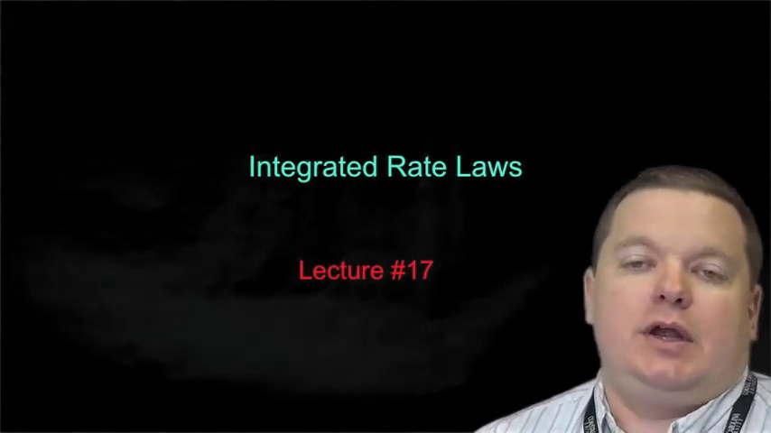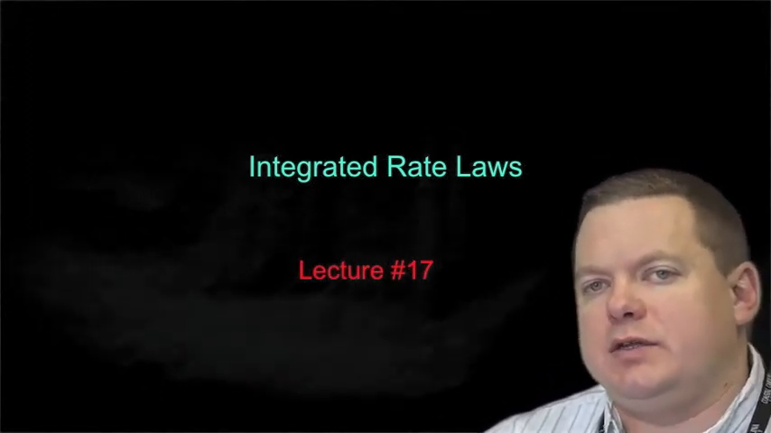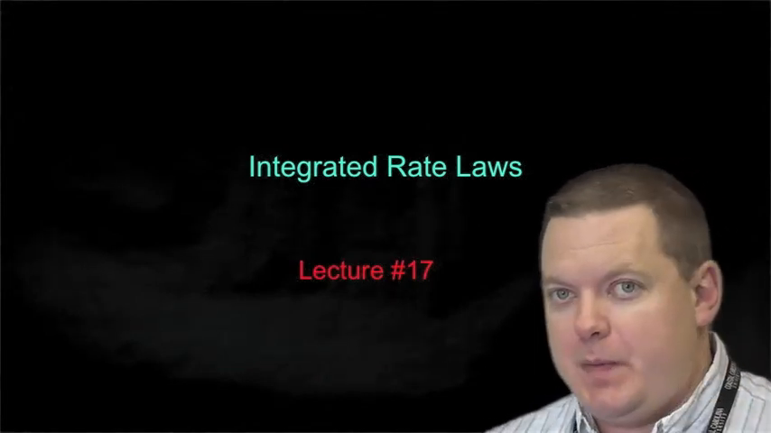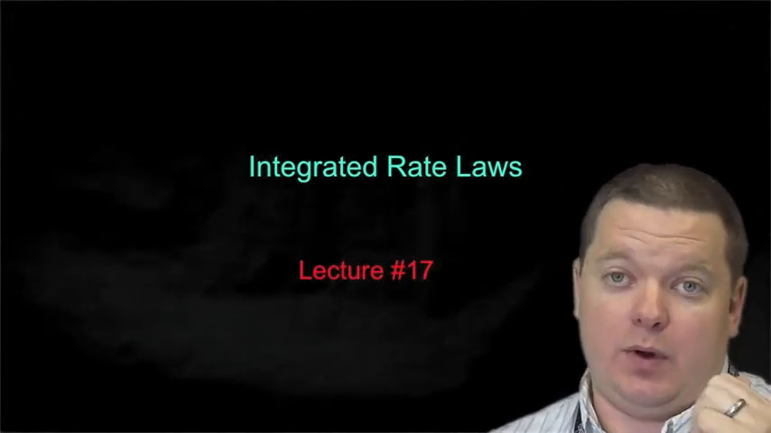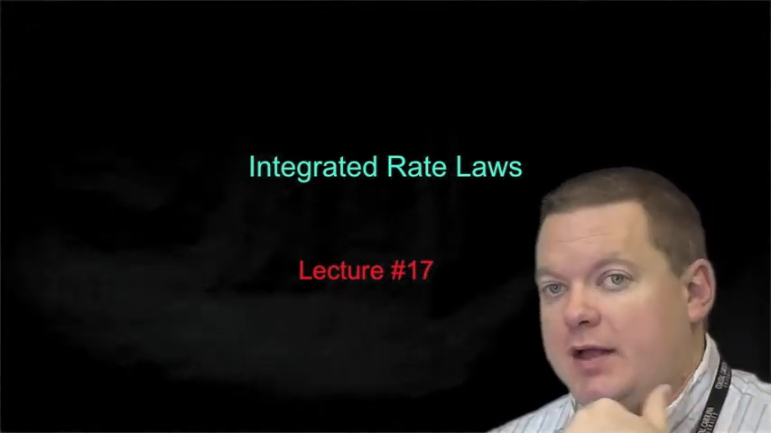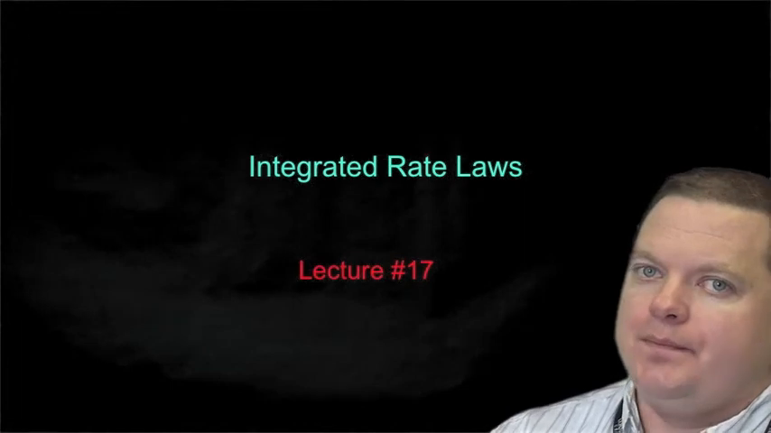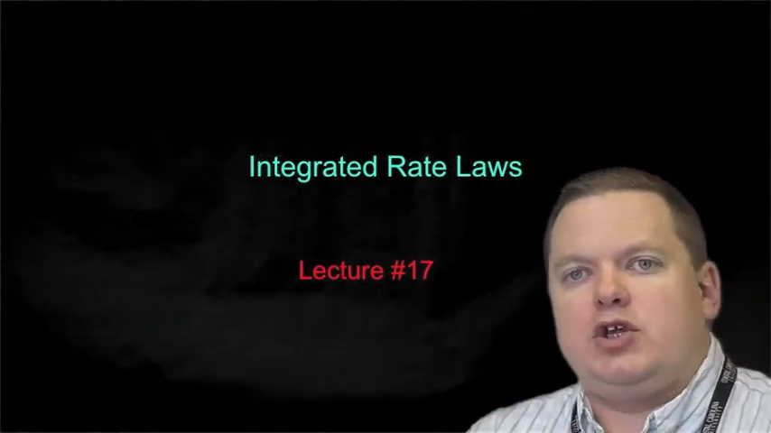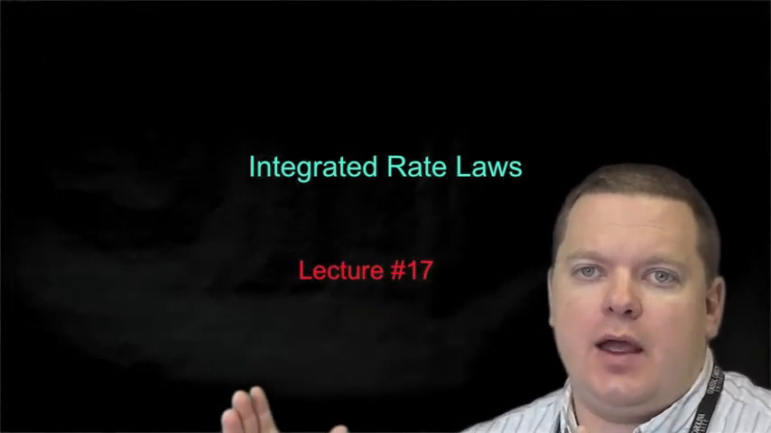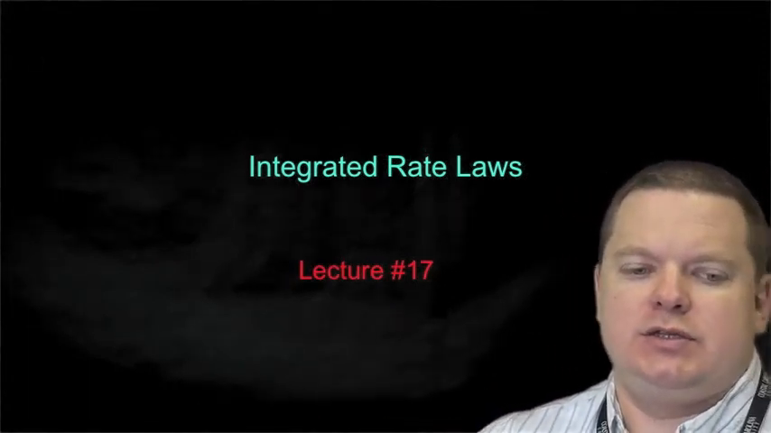Integrated Rate Laws, lecture number 17. So in the last lecture we talked about writing overall rate laws by looking at experimental data, where we changed the concentration of one reactant at a time and saw its effect on the overall rate. We can actually look at a single reactant over time and make some other predictions.